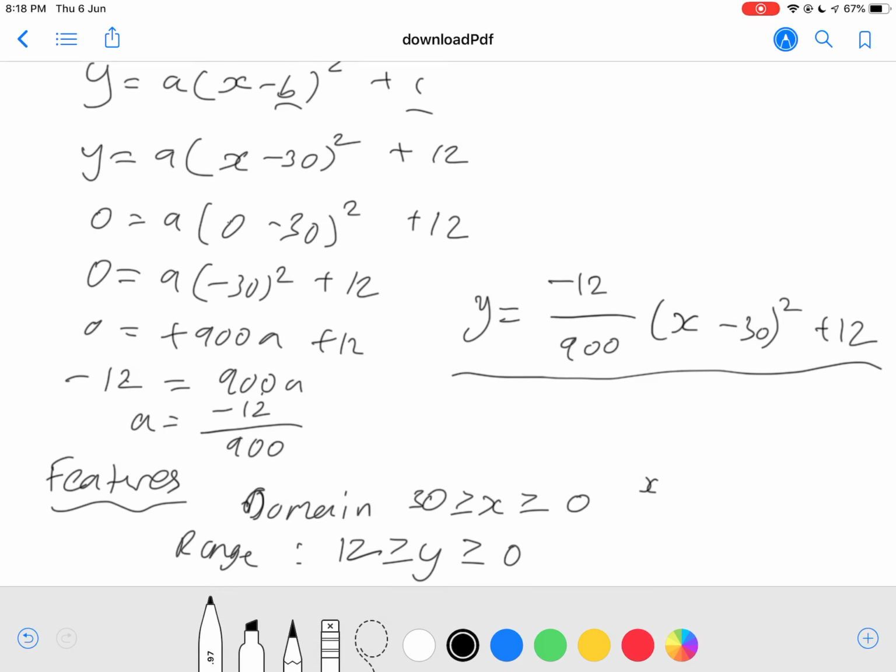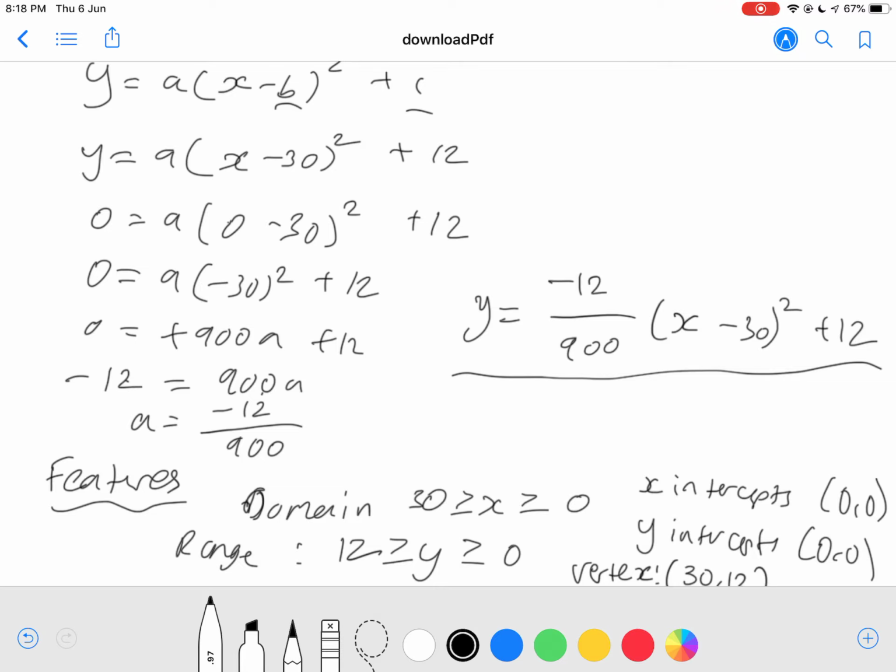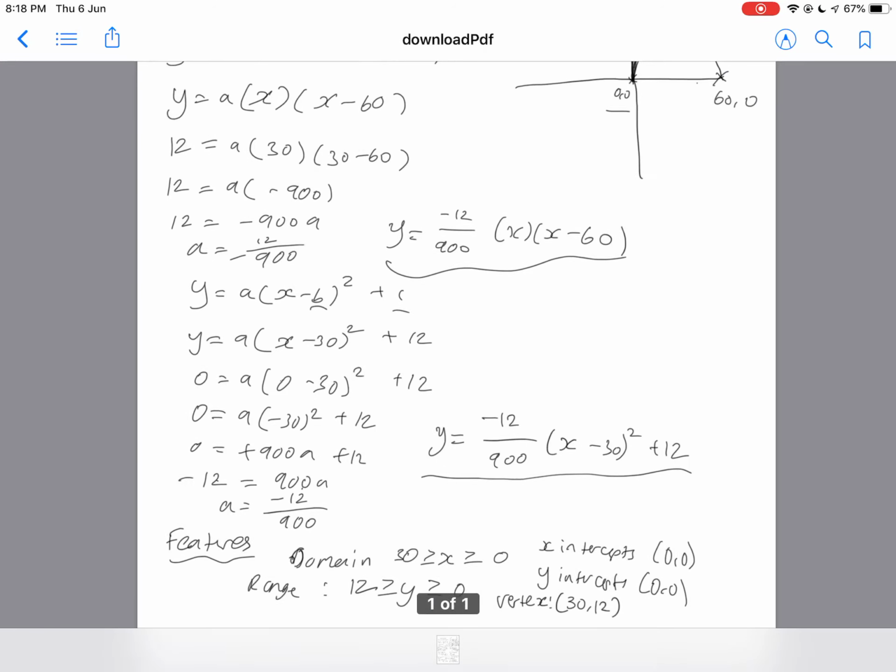Alright, we have our x-intercepts. Our only x-intercept is 0, 0, because we restricted our domain to x between 0 and 30, so the x-intercept at x equals 60 doesn't exist because our domain has been restricted. The y-intercept is once again 0, 0. And our vertex is simply 30, 12. So that's our parabola done.